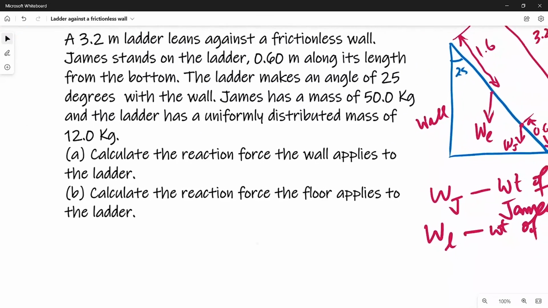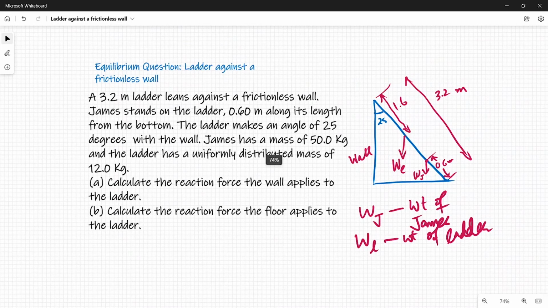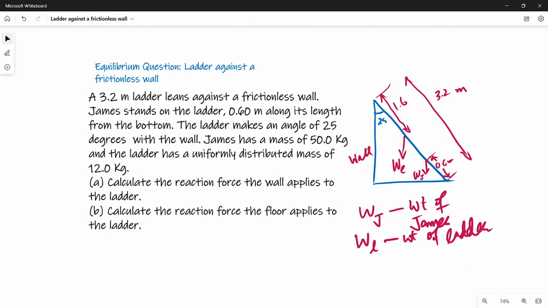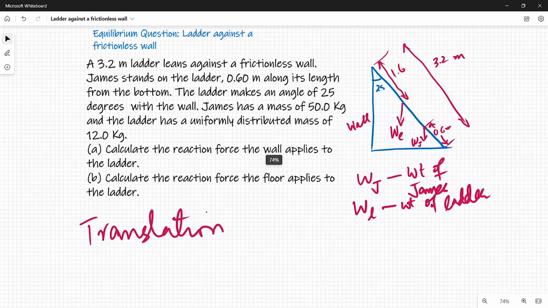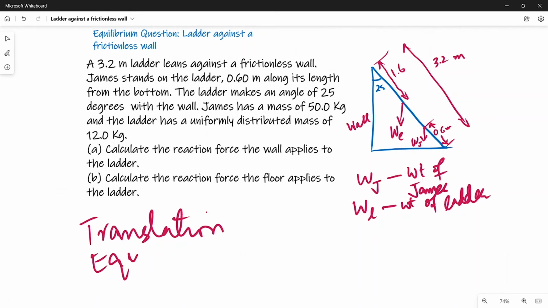It's an equilibrium because the ladder is resting at the wall. We know there are two types of equilibrium which we have to consider. One is the translation equilibrium and one is the rotational equilibrium.